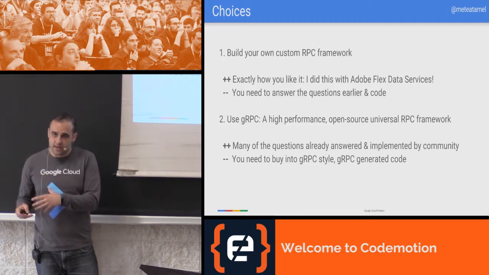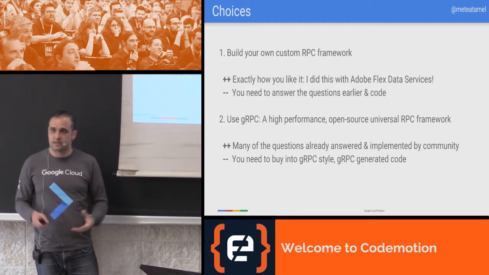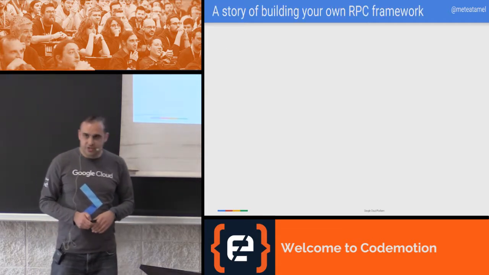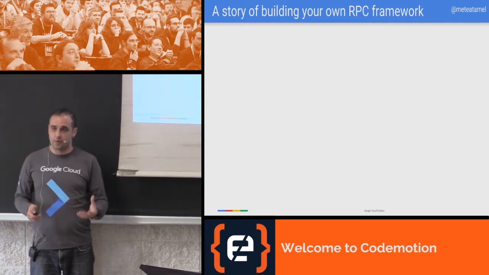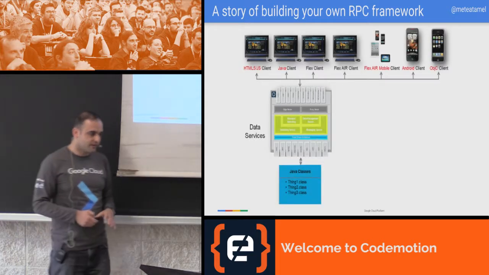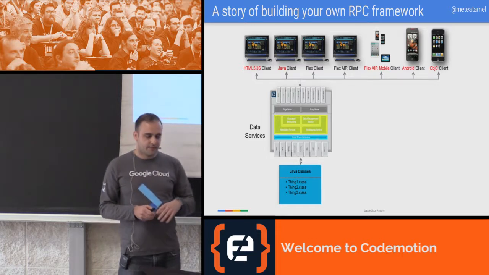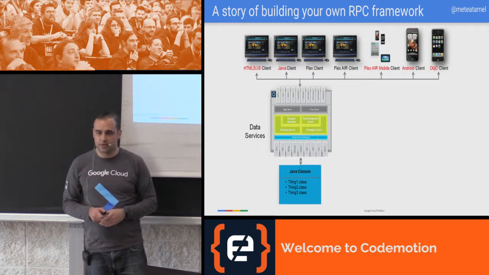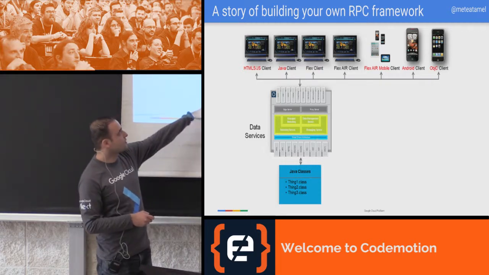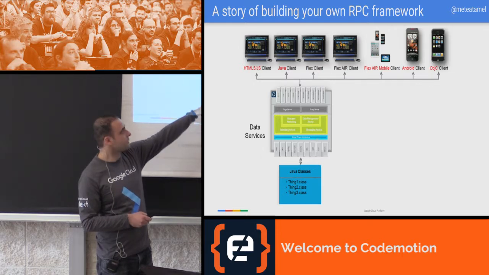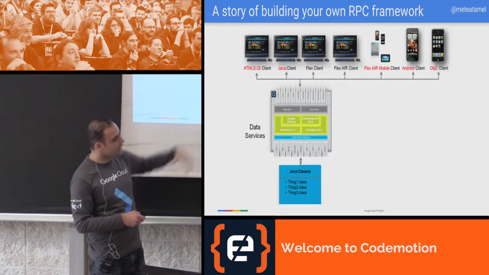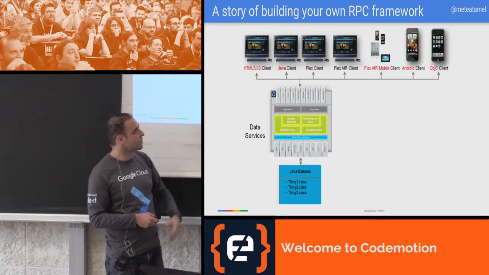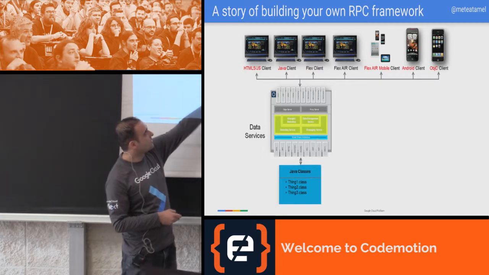But by buying into that, you basically get all the benefits of the community and all the implementation that comes with that. So as I mentioned, I built Flex Data Services, an RPC framework, before, and it was great. We started small, but we basically had a remoting service that exposed Java classes on a J2EE server. On top of the remoting service, we built a managed remoting service, then we had a messaging service, and on top of the messaging, we built a data management service, and then we had the serialization working.